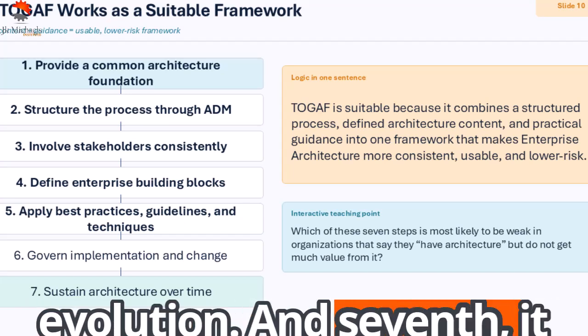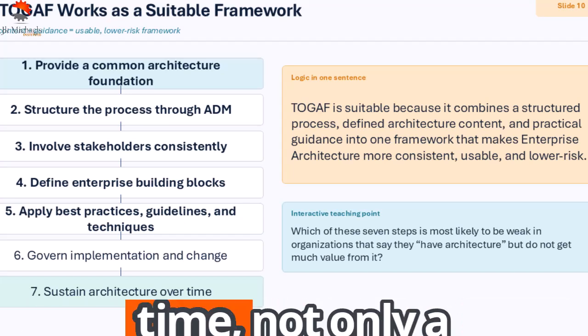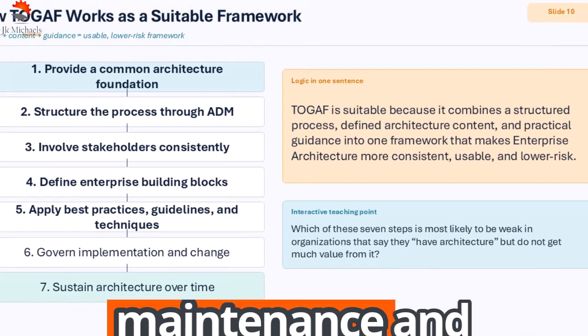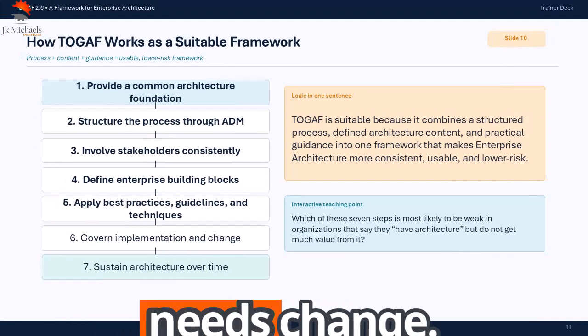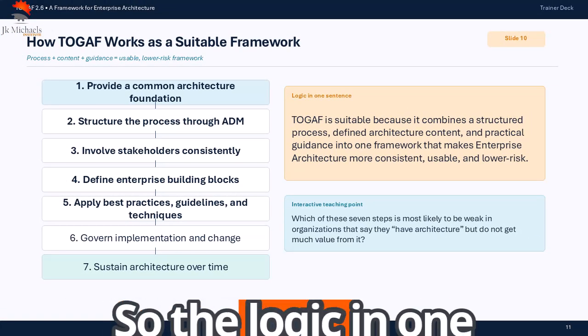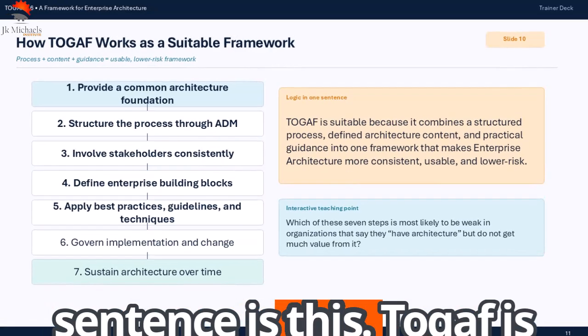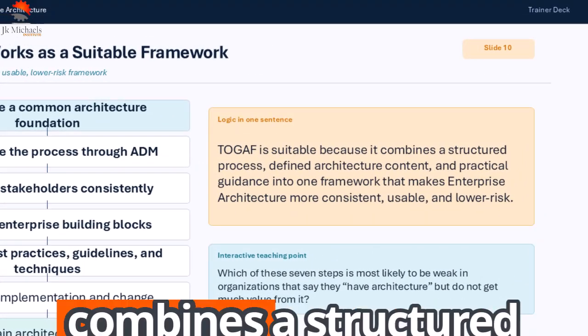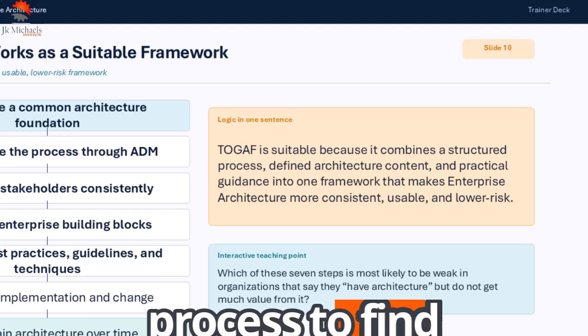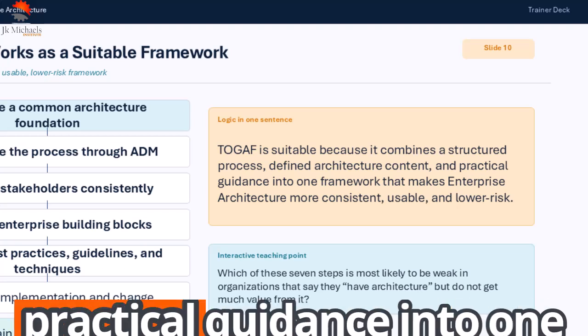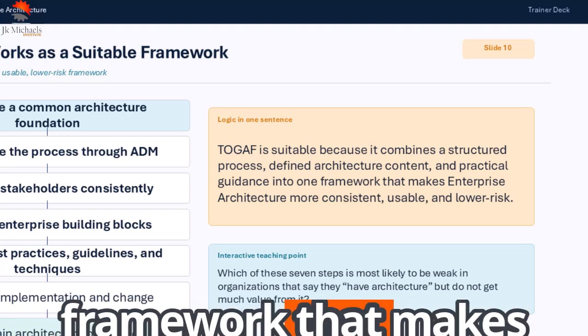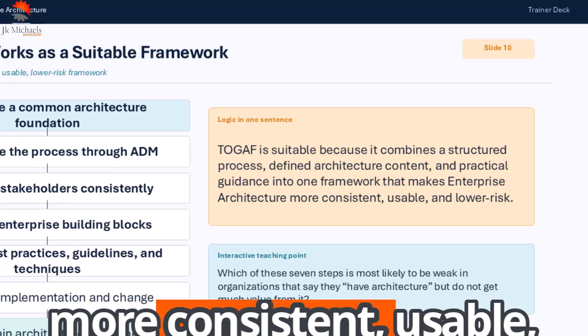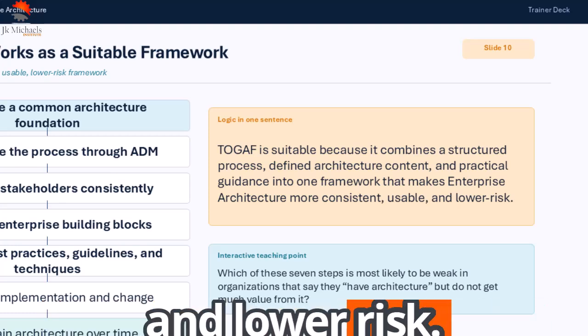And seventh, it supports architecture over time, not only in development, but also in maintenance and adaptation as business needs change. So the logic in one sentence is this. TOGAF is suitable because it combines a structured process, defined architecture content, and practical guidance into one framework that makes enterprise architecture more consistent, usable, and lower risk.